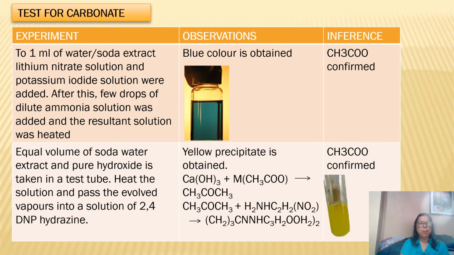Another test could be done by adding equal volume of soda or water extract and a reagent in a test tube, and then it is heated, and it could evolve a distinct odor. And then if a yellow precipitate is observed, then you are sure that carbonate is present.